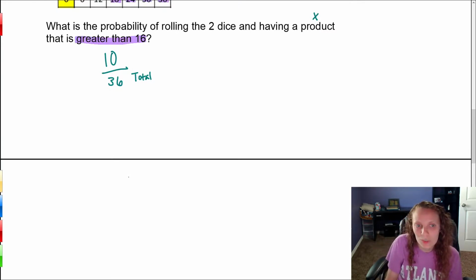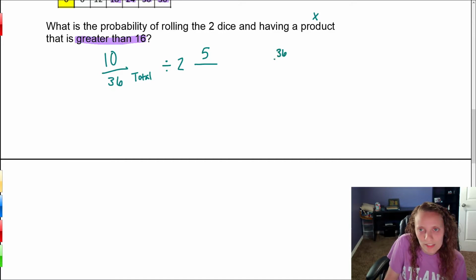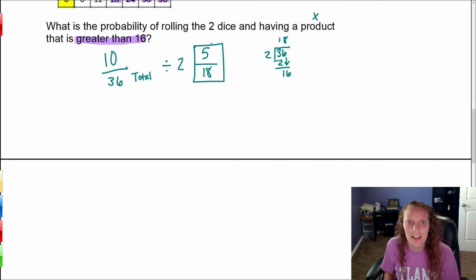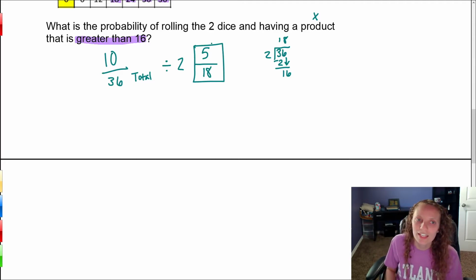Now again, this answer choice would not be here if this is a multiple choice test question, so we need to simplify by a number that goes into both 10 and 36. Well, I know that both of these are even numbers, so we could divide by 2. 10 divided by 2 is 5. 36 divided by 2. 2 goes into 3 one time. Subtract the 2 with 1 left over. Bring down the 6. 2 goes into 16 8 times. So there's a 5 out of 18 chance that we would roll 2 dice together and get a number greater than 16.